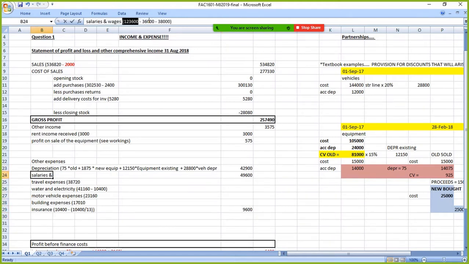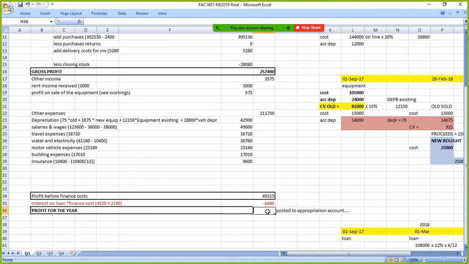Salaries and wages, update the figure. Oh, I've done that one, sorry. Redoing it. 38720. This one I'm going to have to subtract. 23160. Perfect. Other expenses, sum up. Your profit before finance costs is your gross profit plus your other income minus your expenses. Your finance costs, subtract. And that's it. That's the end.